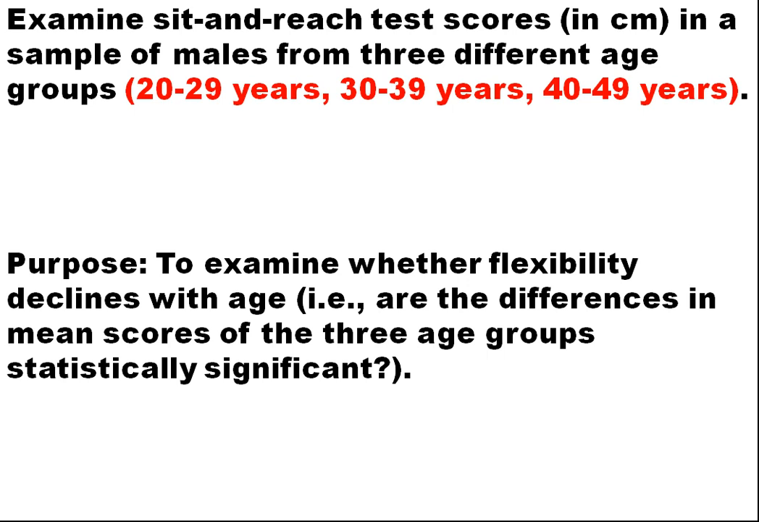Suppose you are given the task of examining sit and reach test scores in a sample of males from 3 different age groups, 20 to 29 years, 30 to 39 years, and 40 to 49 years. The purpose is to examine whether flexibility declines with age. Are the differences in mean scores of the 3 age groups statistically significant? Because you have one dependent variable and one independent variable with 3 levels, you would run a one-way ANOVA.